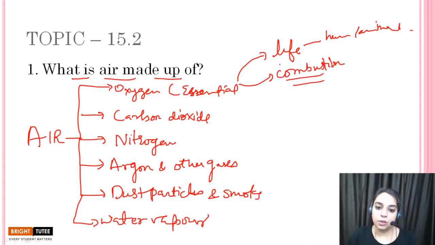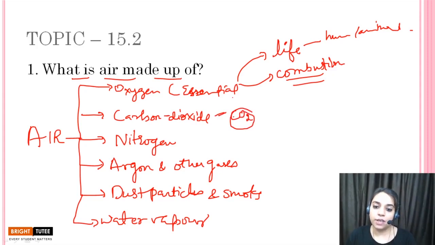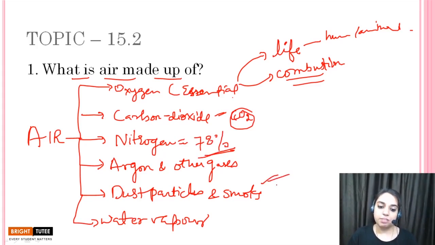Okay children, the next gas which is present is carbon dioxide. We take in oxygen but we give out carbon dioxide gas. Then children, nitrogen is again a gas which is present. Approximately 78% of our air consists of nitrogen. Dust particles and smoke are there. And then water vapor is also there. So let's move to the next question.